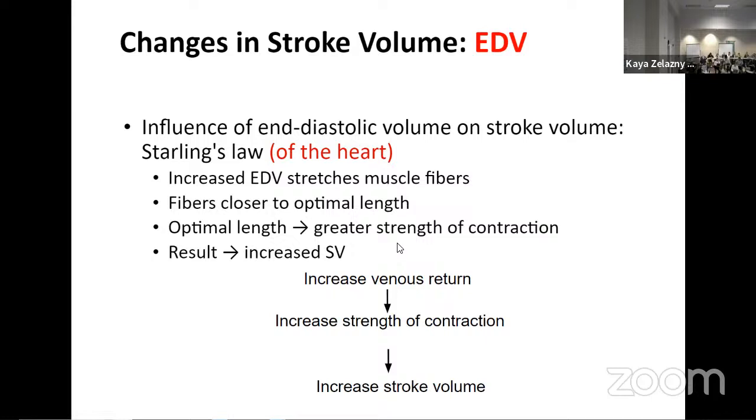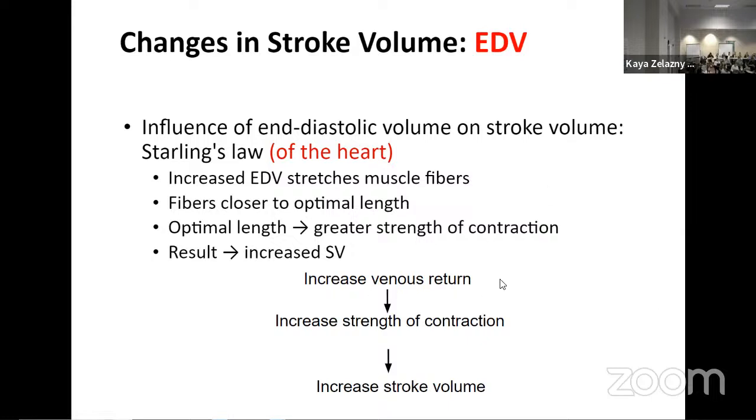And the result is that you have a greater stroke volume because you're contracting harder. So this kind of combined effect of you started with more blood, then you put the muscle fibers at their optimal length so they can contract really hard, so you can squeeze out all that extra blood that you put in.